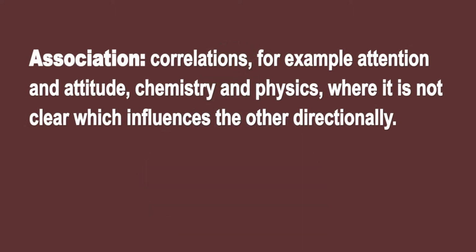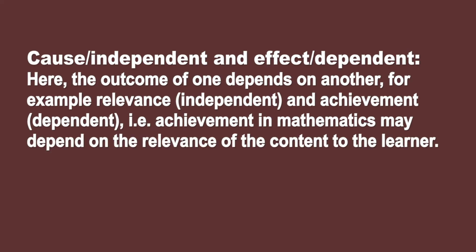We can look at the association between chemistry performance and physics performance, or chemistry achievement and physics achievement, where it is not clear which influences the other directionally. We can also look at the cause and effect implications of two variables. When you talk about cause, one is causing the other to act in a certain way, in which case the cause is referred to as the independent variable and the effect becomes the dependent variable. Here, the outcome of one depends on another.